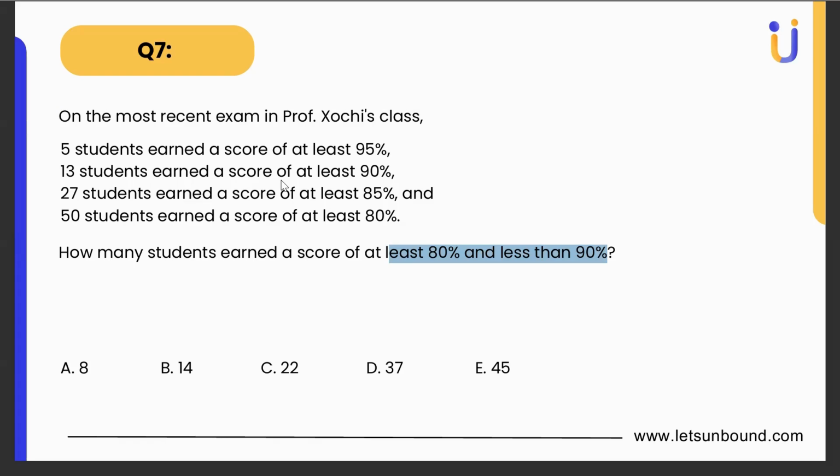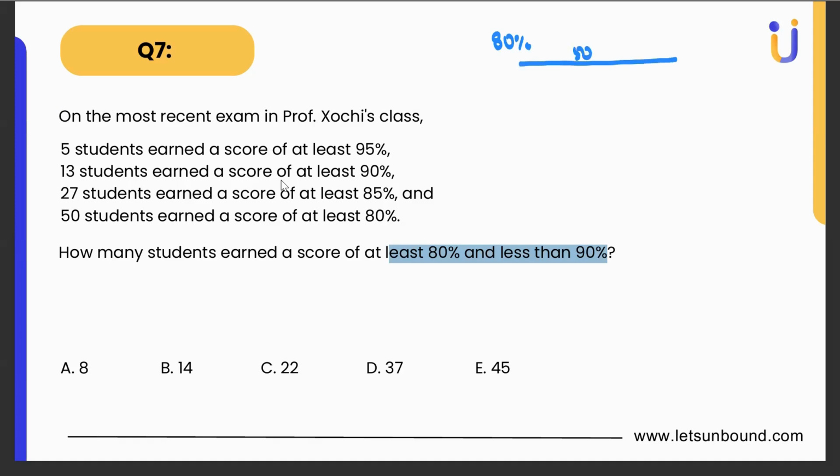Now, if I look at the concept behind this question, it works somewhat like cumulative frequency. If you have learned somewhere other than AMC, cumulative frequency is the concept behind it. But even if you haven't learned cumulative frequency, you will realize that at least 80% would mean 80% or more. So students who are scoring 80% or more are 50 in number.